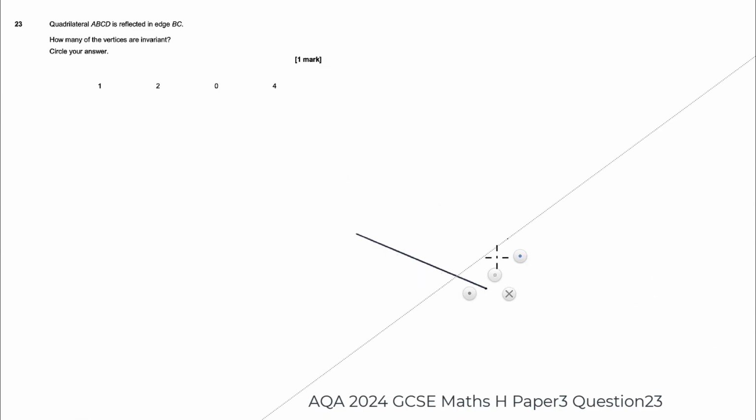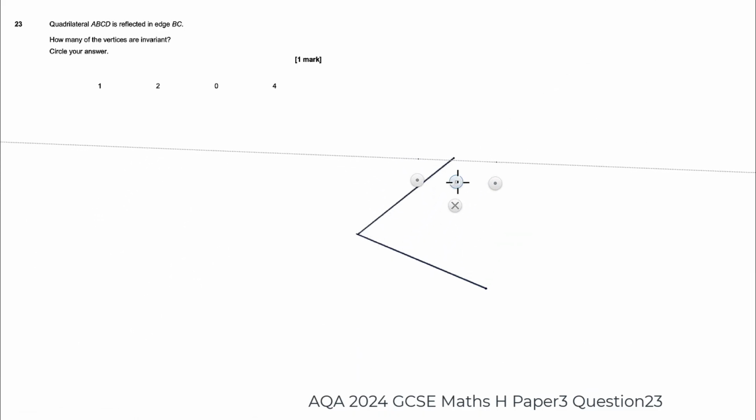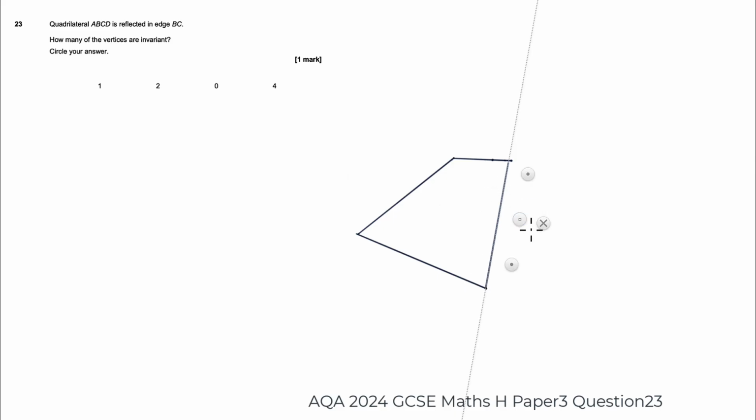So there's one side. It's another side. Just doing a random quadrilateral. There's another side. And the final side, and we'll call it A, B, C, D.